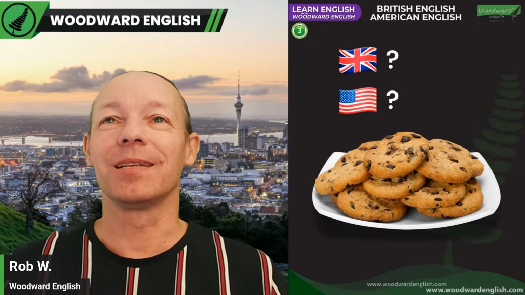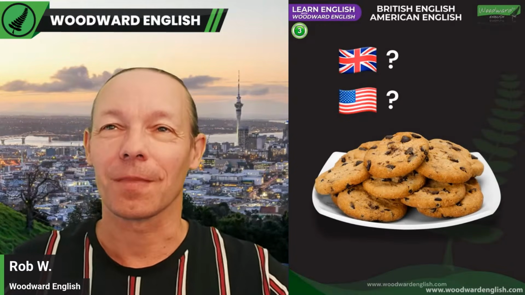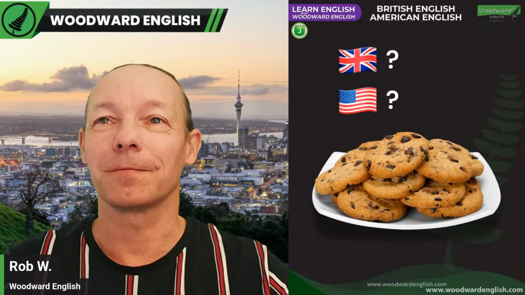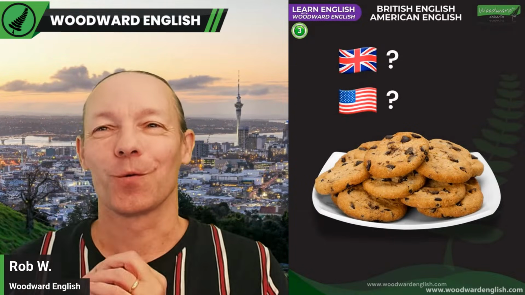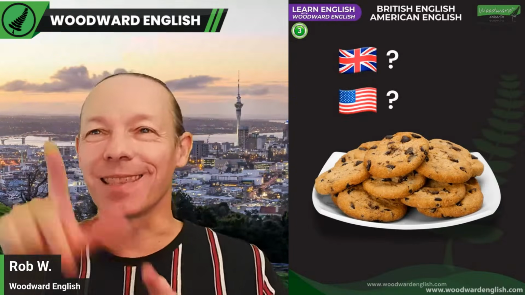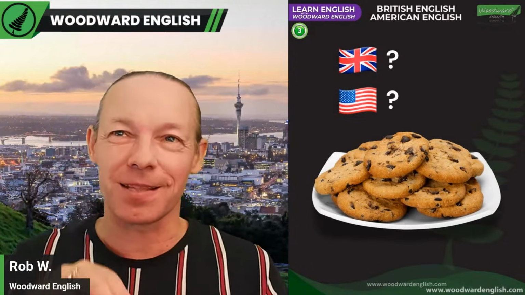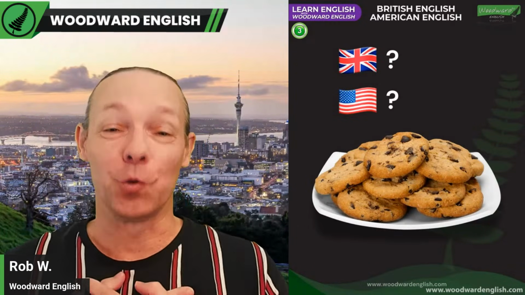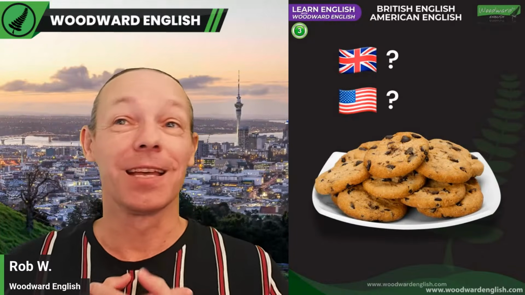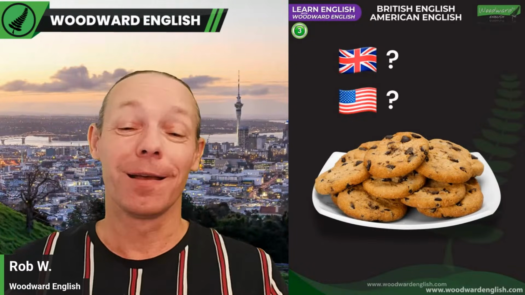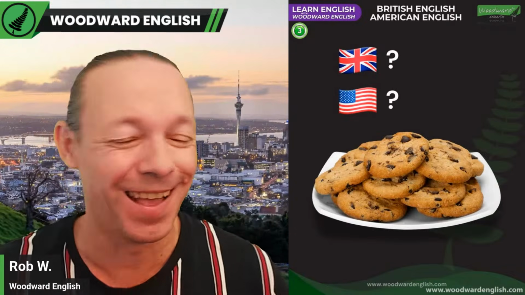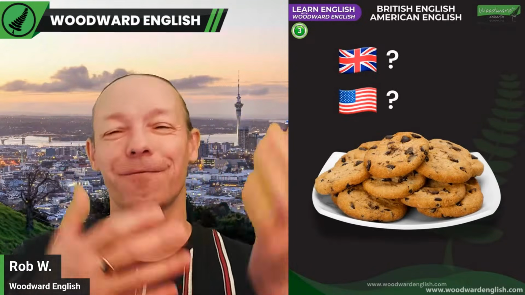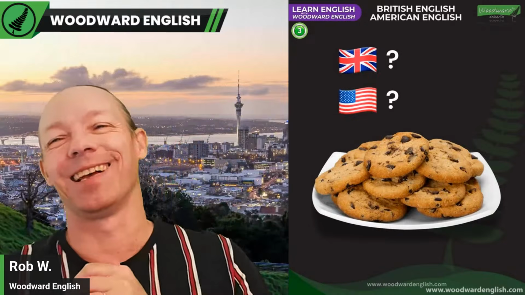Next one is number 3. Here we have some yummy, round, delicious, sweet things. And these ones have chocolate chips in them. I had to buy a packet of these just to take this photo, and no other reason. The sacrifices I make for my English classes.